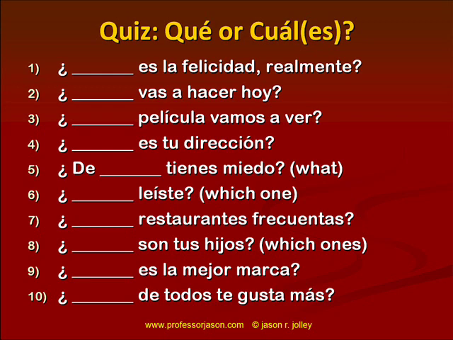Number 7, what restaurants do you go to? Or which restaurants do you go to? Okay. Number 8, which ones are your kids? Which ones are your children? Number 9, which is the best brand? La mejor marca. Number 10, which of all the choices, could be cars, right? Which of all of them do you like the most?